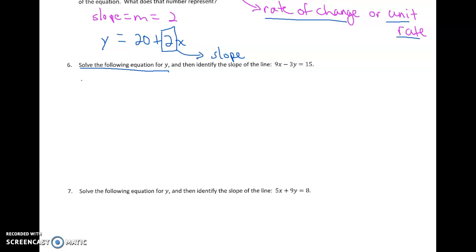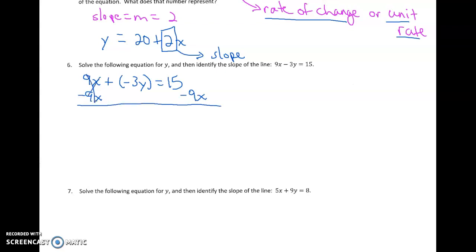So I'm going to rewrite this as 9x. Instead of saying minus y, I'm going to go plus, keep, change, a negative 3y equals 15. If I'm solving for y, this is what I want to keep, so I need to get rid of whatever's being added to or subtracted from it. 9x is being added to it, so I have to get rid of 9x from each side. Whatever I do to one side of the equal sign, I do to the other. We've done this before. If I have 9x's and I take away 9x's, that's gone. I bring down my negative 3y.